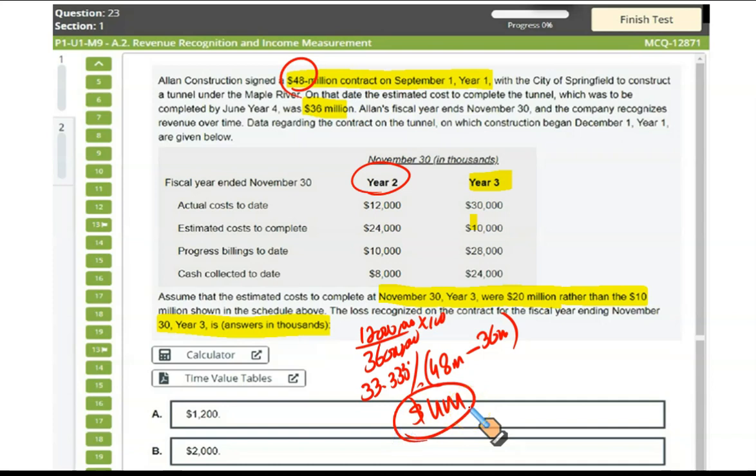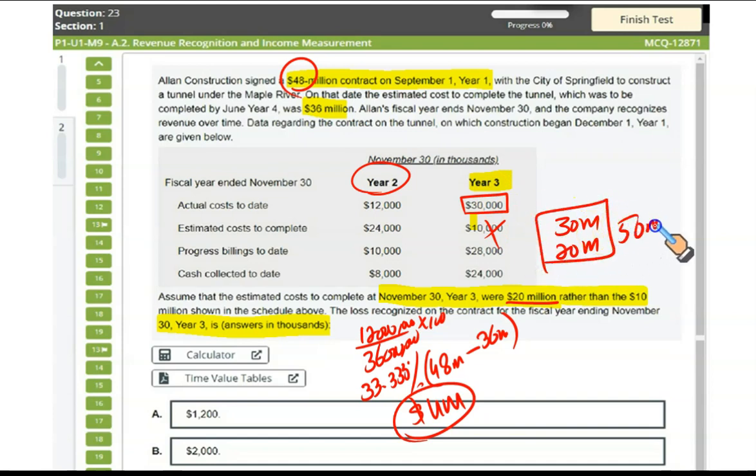Now, in year 3, look at this, what is happening in year 3. In year 3, we have actually incurred $30 million total cost combined for year 2 and 3, and we still need to incur not 10, we need to incur 20 million more. So 30 million has been incurred so far, 20 million is to be incurred by the end of year 3. The total cost is now 50 million. Compare this cost with the revenue. There is clearly a loss of $2 million overall on this project. There is a loss of $2 million which you must book in year 3.